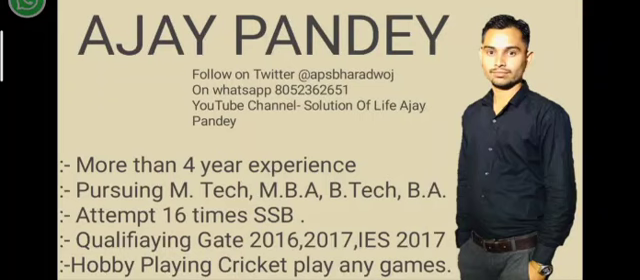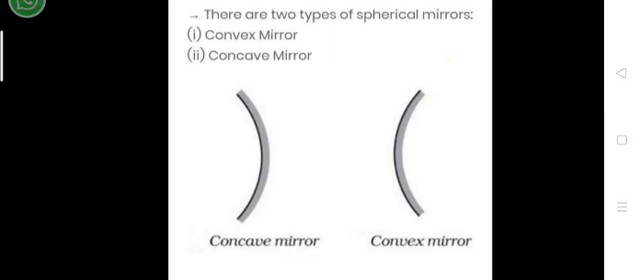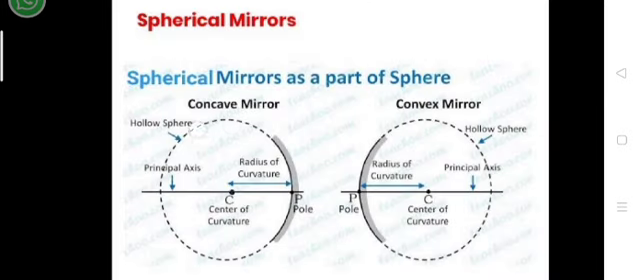Now let's start the second part of revision of physics for class 10: spherical mirrors. So let me start with the second topic, spherical mirrors. A spherical mirror is a part of a sphere, and that sphere must be imaginary. You can see in this picture that the dotted part is an imaginary line, and that is the sphere.